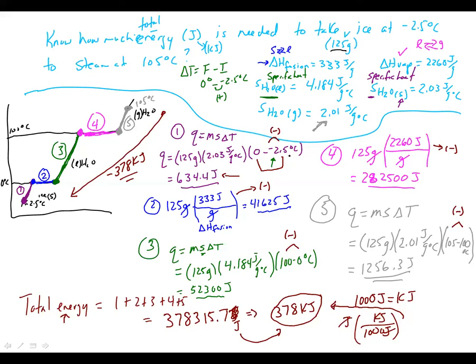So it would be pretty much the same calculation if you were going in the reverse direction. The only difference is you would end up with negative values for each of those steps, which would also make sense because it should be exothermic as you're heading out that way. Any questions on how to do this type of calculation?